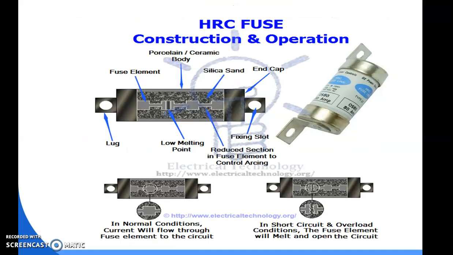We already discussed this one. This is the normal. This is silver. These are made of silver, with caps and low melting points. In normal condition, the current will flow through the fuse element to the circuit. In short circuit and overload condition, the fuse element will melt and open the circuit.